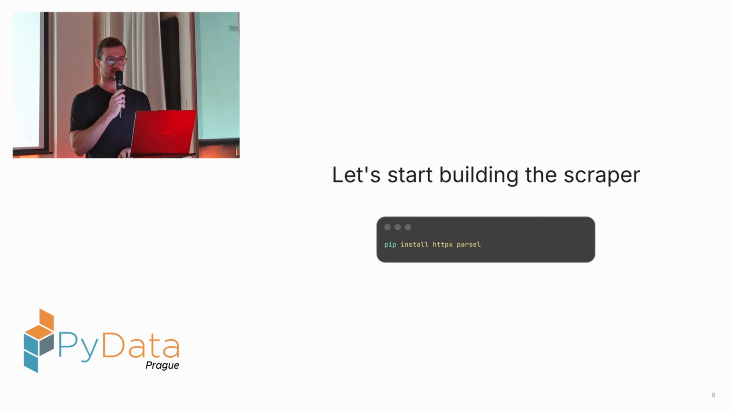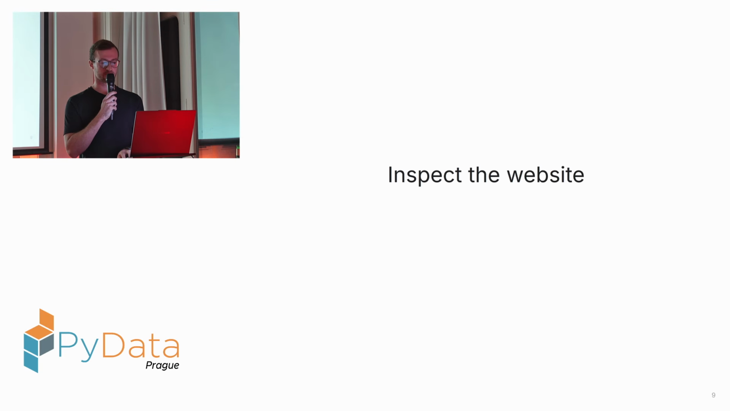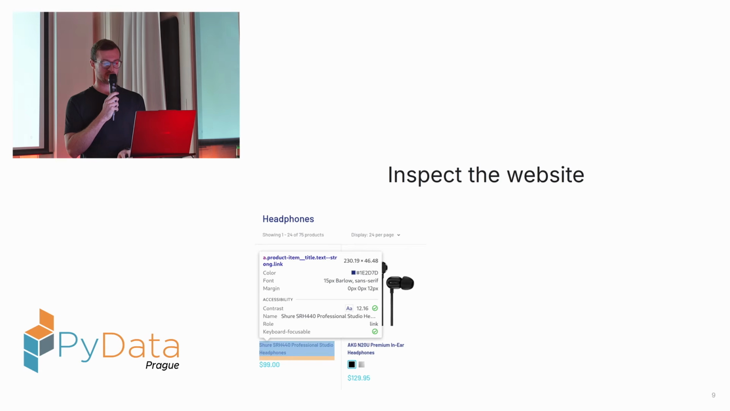I'm going to choose, for example, HTTPX with Parsel, install them, and start with a simple script. Really just fetching the website and parsing it with Parsel. Now let's inspect the website we want to scrape. We're going to use developer tools in our browser. And let's say for the beginning, we will extract the product title and its price of a single item, a single pair of headphones on the website.